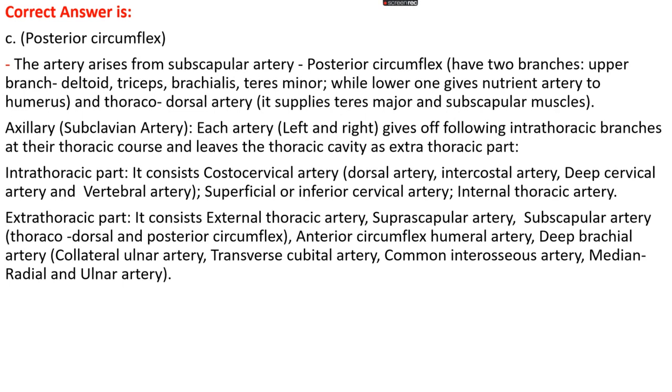And there's the anterior circumflex humeral artery and the deep brachial artery, which mainly includes the collateral ulnar artery, and there's the transverse cubital artery. After giving off the common interosseous artery, it continues as the median artery, which ends as the radial and ulnar arteries.